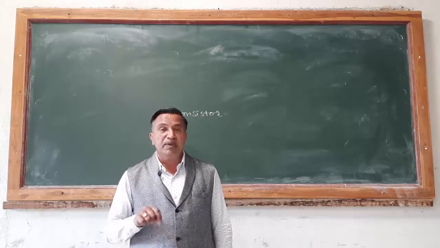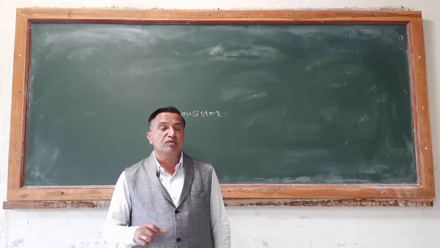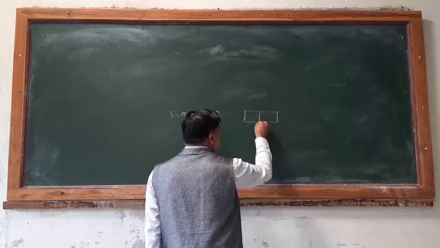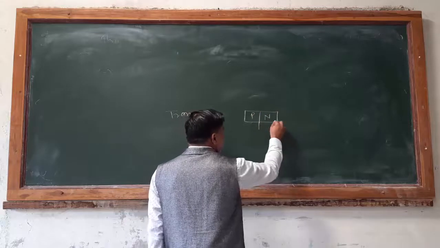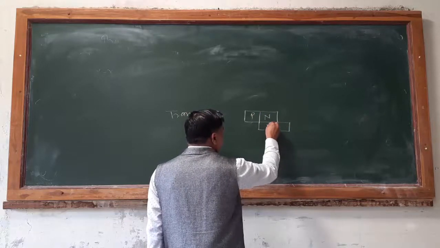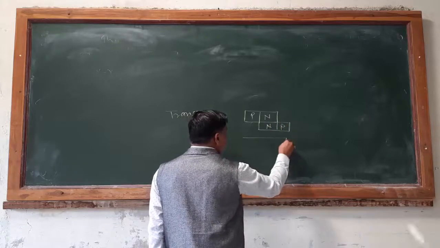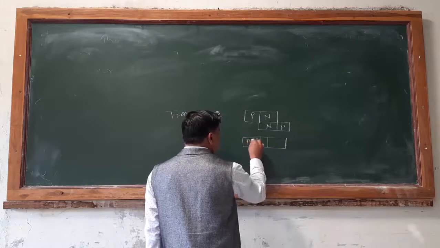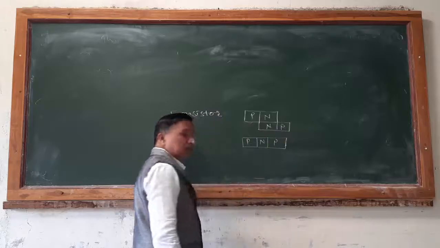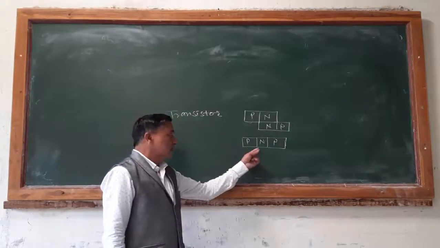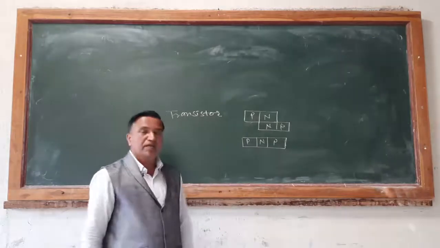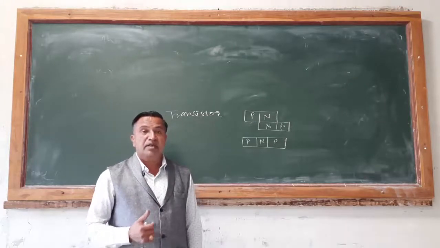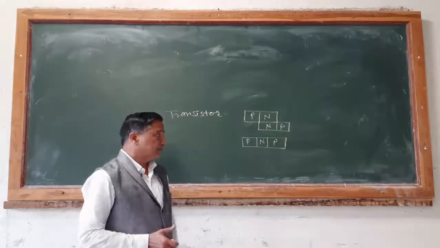So due to these NPN diodes as well as PNP diodes, we can now manufacture the transistor. To form the transistor, two diodes are sandwiched over each other. This is the PN diode, and here is another diode, called the NP diode. Then the transistors formed are called the NPN and PNP transistors. According to these three regions, the transistor has three names: emitter, base, and collector.